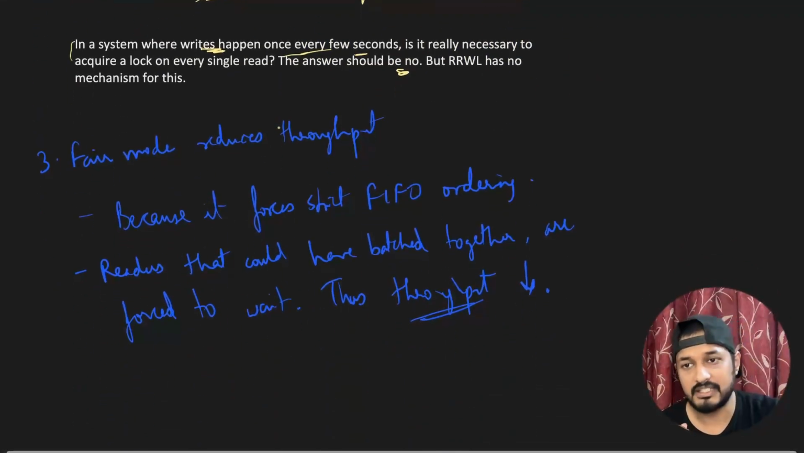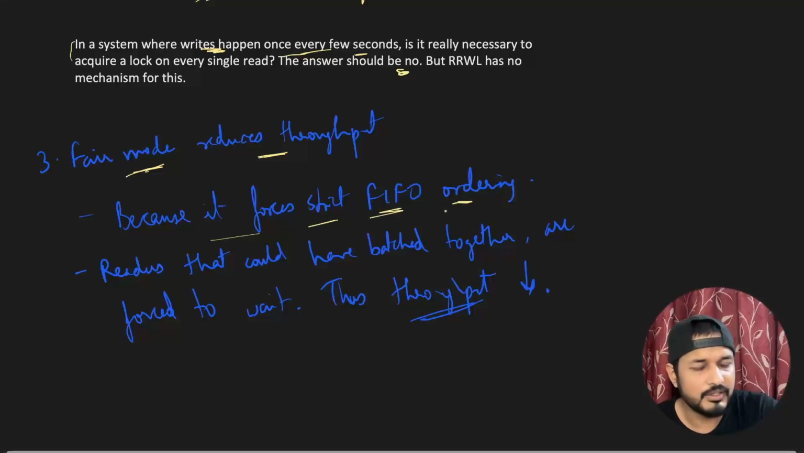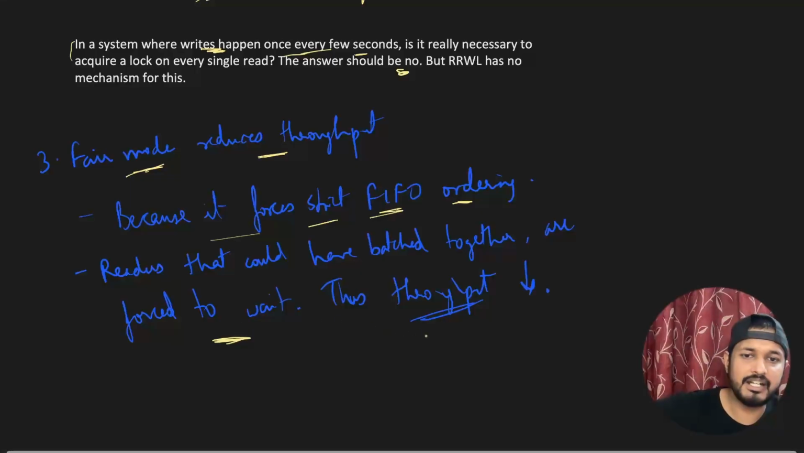Now the third thing is fair mode. Fair mode reduces throughput. Why? Because it forces strict FIFO ordering using a queue, correct? And since strict FIFO ordering is forced, the readers that could have been batched together are forced to wait. And since the readers are forced to wait, the throughput decreases, correct?